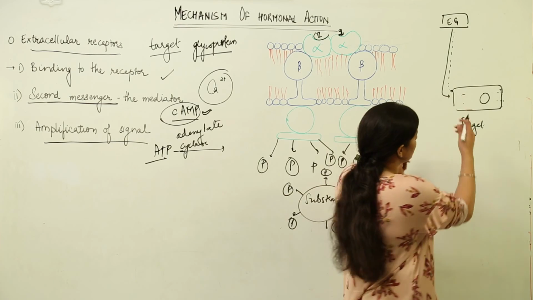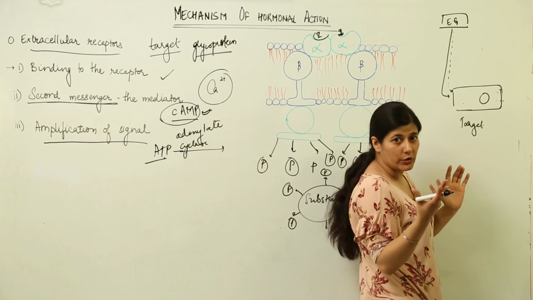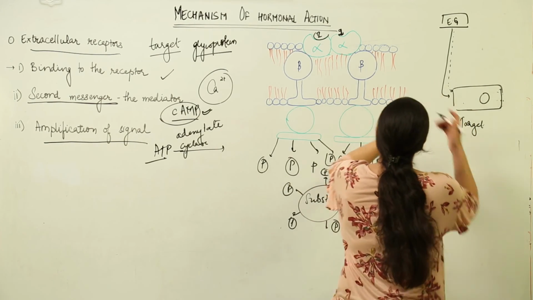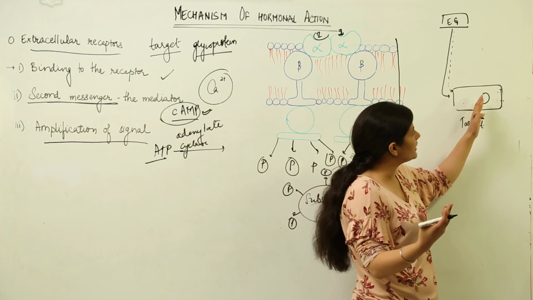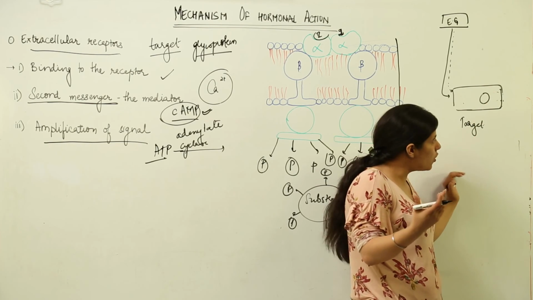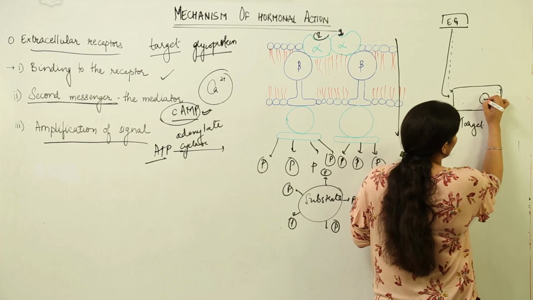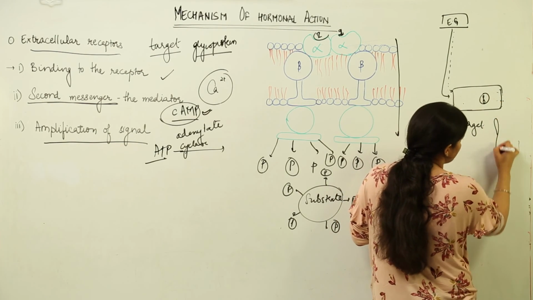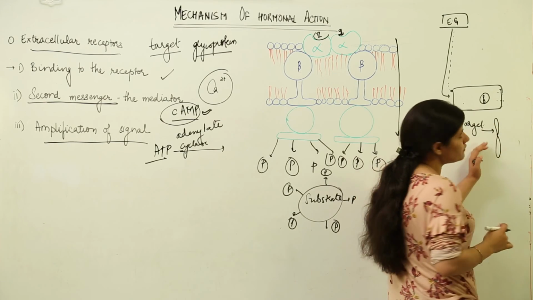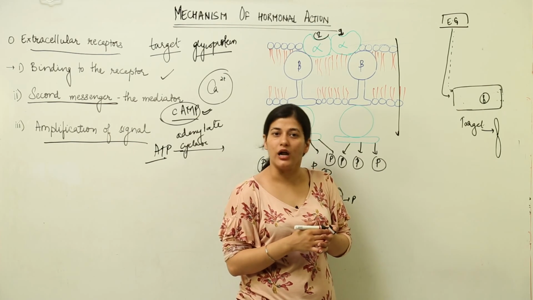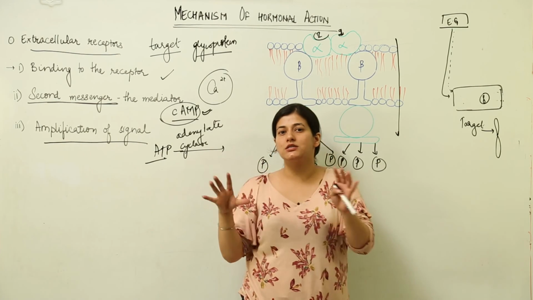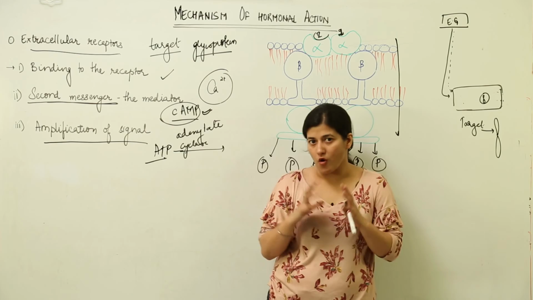Now it comes to the target organ. Because it is a steroid hormone, it can easily pass through the plasma membrane. It would directly go and interact with the nuclear membrane and bind to the chromosomal part, that is inside the chromosome. The hormone would directly come and join with the gene and bring about the changes whichever are necessary. So this is all about the mechanism of hormone action.